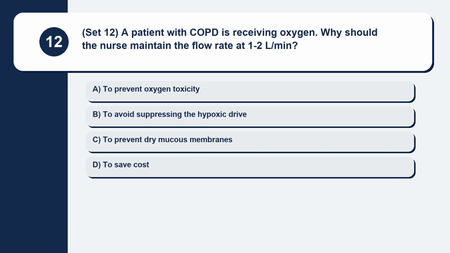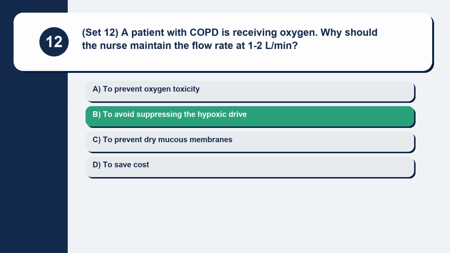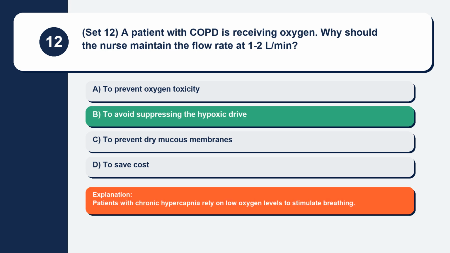Question 12. Set 12. A patient with COPD is receiving oxygen. Why should the nurse maintain the flow rate at 1 to 2 L/min? To prevent oxygen toxicity, to avoid suppressing the hypoxic drive, to prevent dry mucous membranes, to save cost. Patients with chronic hypercapnia rely on low oxygen levels to stimulate breathing.